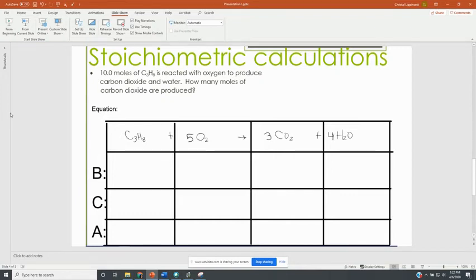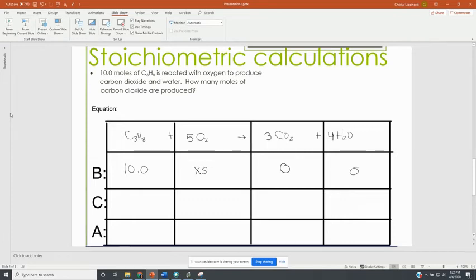I'm going to start filling in with what I know. They've told us here that we have 10 moles of C3H8, so I'm going to put that down here as my starting amount. They didn't tell us how much oxygen we have, so we're going to assume an excess amount. And this is before our reaction, so we don't have any one of these items present. So then we are going to try to figure out how much of our carbon dioxide is produced.